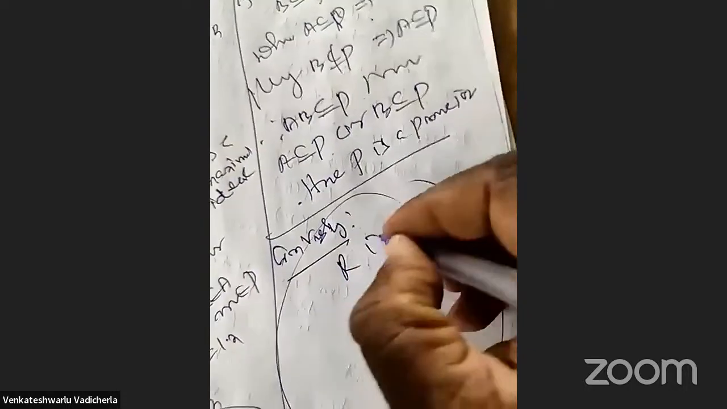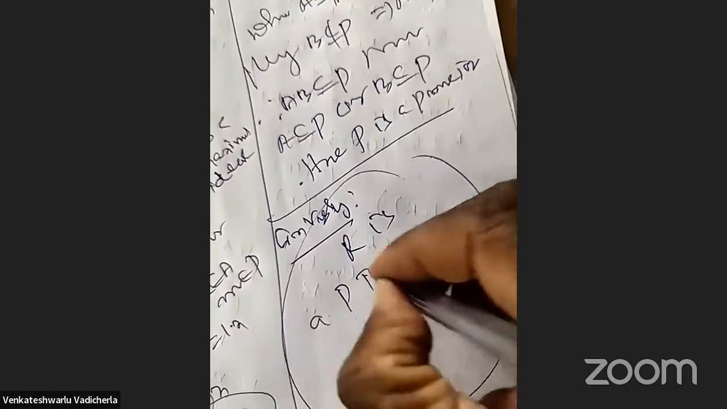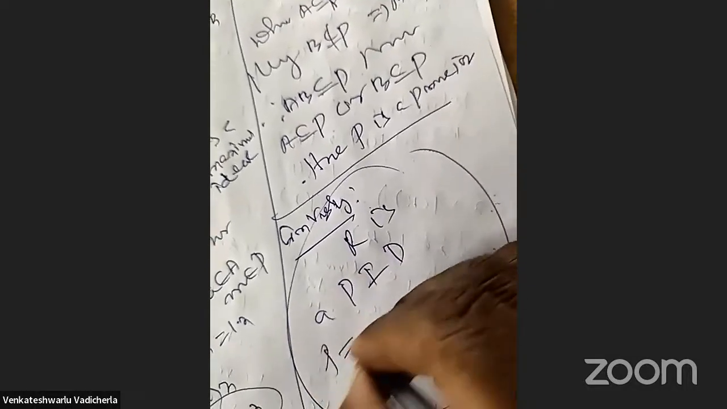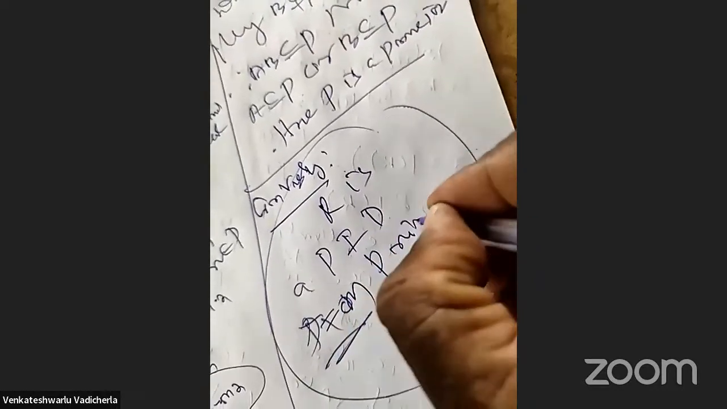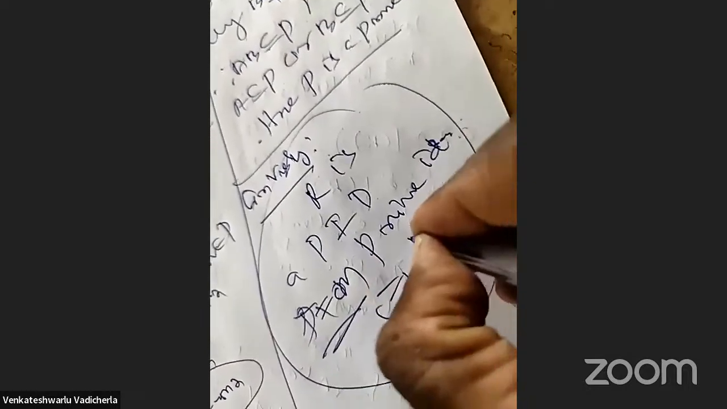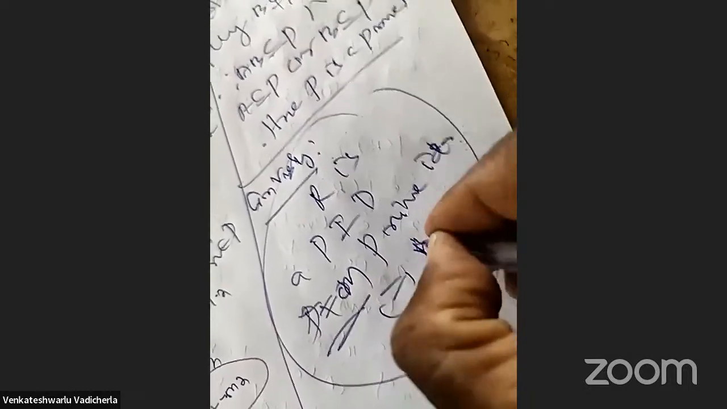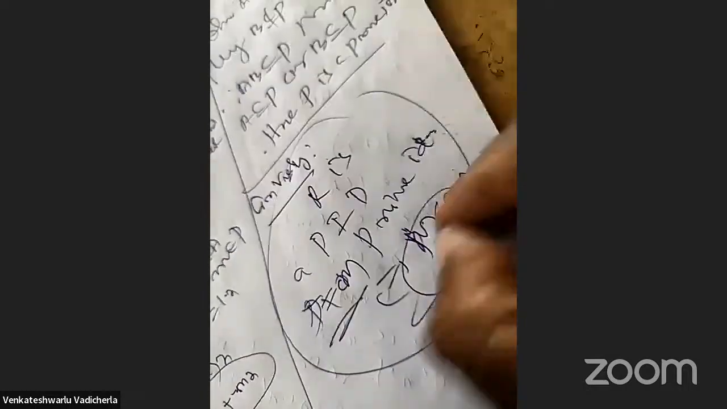So next is the converse part. What is the converse? R is a PID, a commutative principal ideal domain. P is not equal to 0, a prime ideal, P not equal to R. So a prime ideal if and only if it is maximal. P is a maximal ideal. Here I have taken a maximal ideal and derived a prime ideal. It is the converse part.